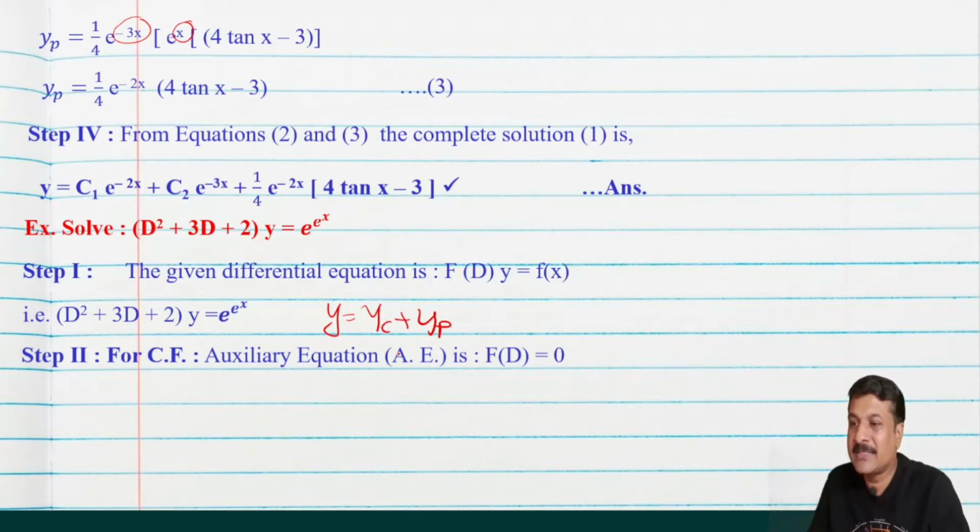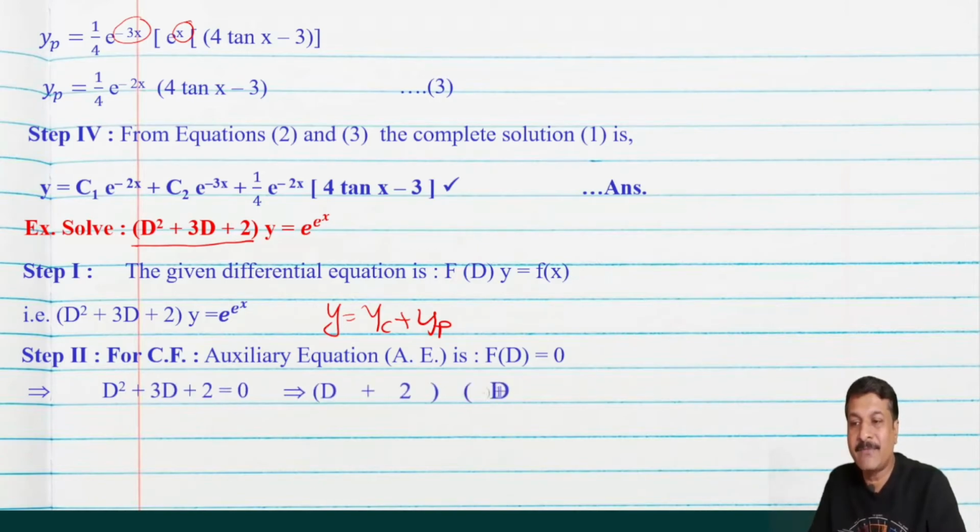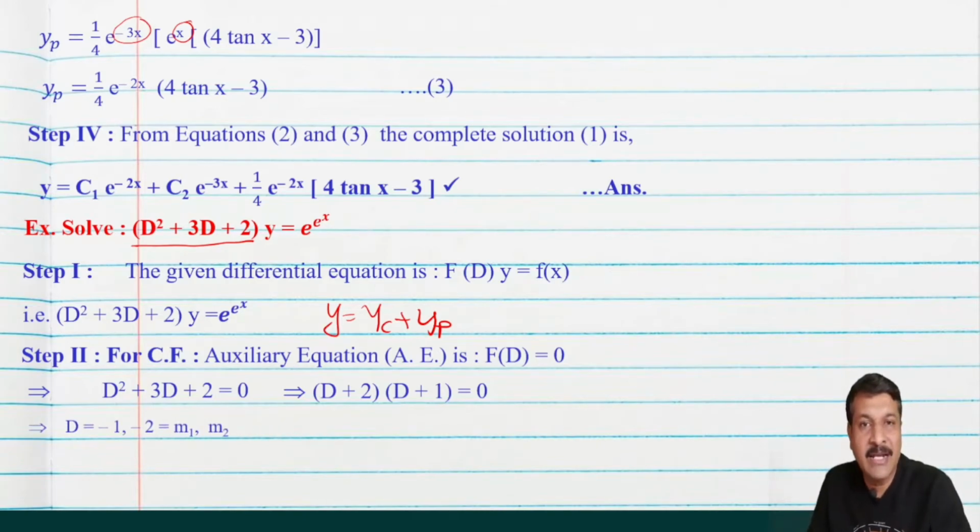First is the CF, that is the auxiliary equation. To find CF, that is nothing but f(D) equal to 0, meaning the coefficient of y equal to 0. What are the factors of this one? We can factorize it as (D + 2)(D + 1), and I am getting here roots of D are minus 1, minus 2. Both are real and distinct.